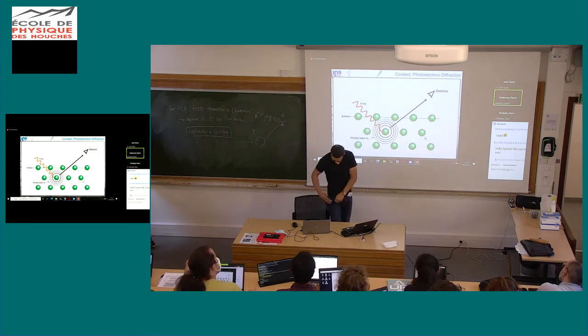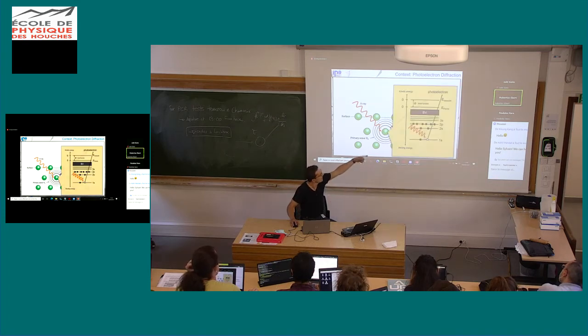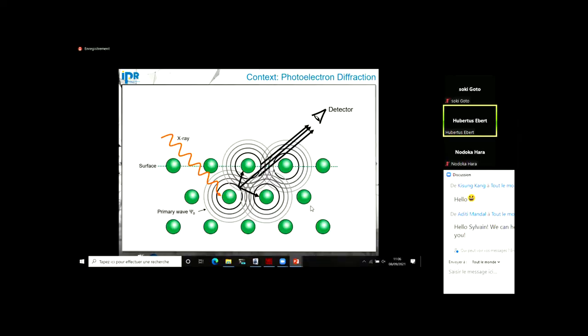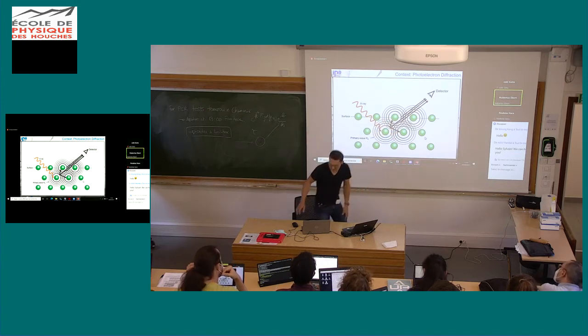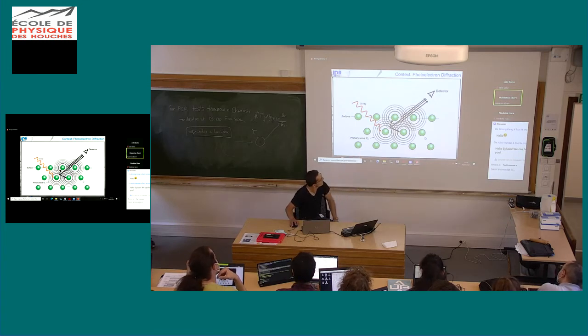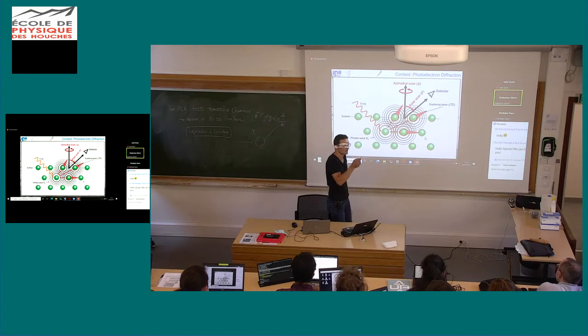And especially in photoelectron diffraction, you usually excite a core level that creates the photoelectron. But in Auger, you can also make use of an Auger process. And this photoelectron toward the detector will encounter many scattering events. This will create other scattered waves that will interfere together to create the signal that you will measure at the detector.